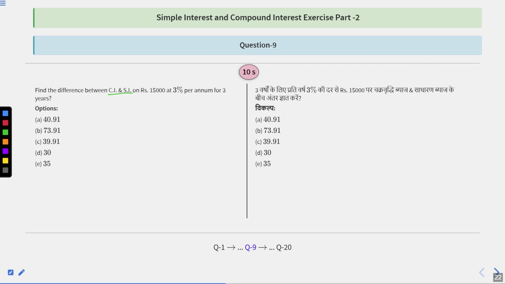Find the difference between compound interest and simple interest on rupees 15,000 at 3% per annum for 3 years. You have 5 options and 10 seconds to analyze the question. Your time starts now.